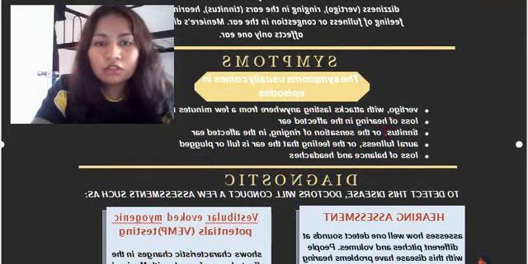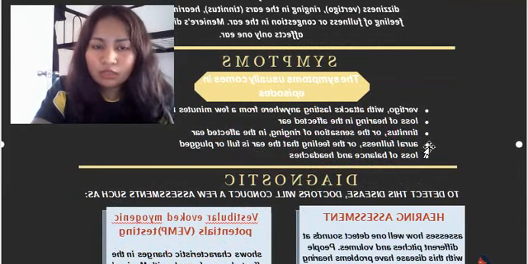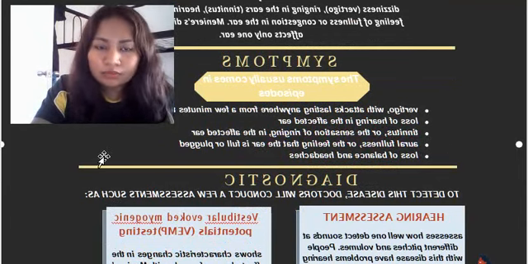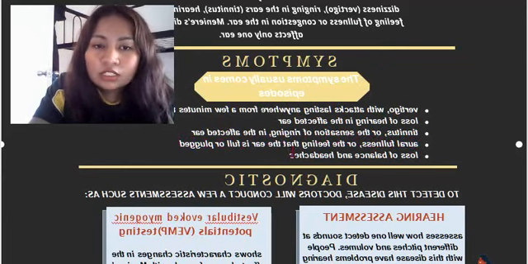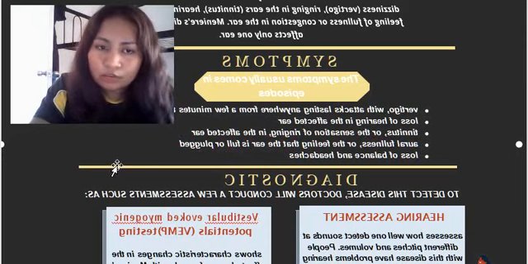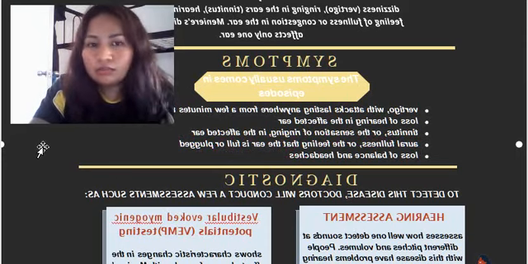Next up is loss of hearing in the affected ear. Tinnitus, or the sensation of ringing in the affected ear. Aural fullness, or the feeling that the ear is full or plugged, or also congestion in the ear. Last but not least, loss of balance and also headaches.